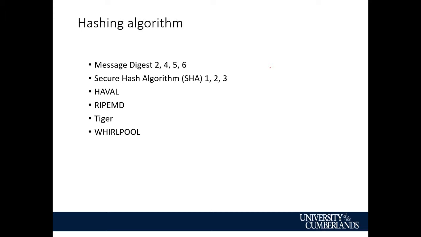HAVAL is a variable-length one-way hash function, and it's really just a modification of MD5. Whirlpool is a hashing algorithm designed by the creators of AES. Tiger is a hash that is optimized for 64 bits, so it's really made for the 64-bit thing. RIPE-MD is the hashing algorithm commonly used in Europe. So those are just an overview of our hashing.